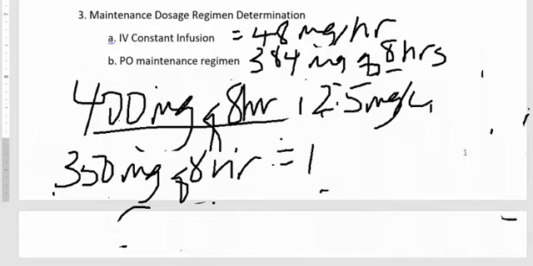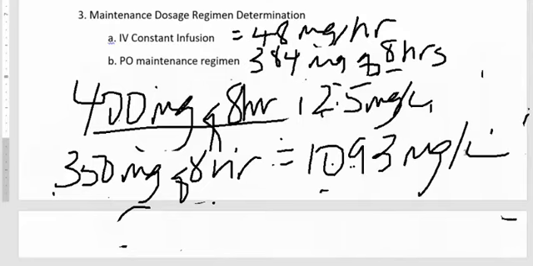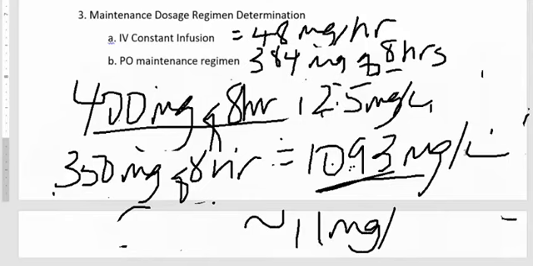The answer is 10.93 milligrams per liter. The problem with telling them 10.93 milligrams per liter is that they're going to think you really know that, and that that's what it should be. This is all guessing, isn't it? So it makes no sense to say something that precise. I would say about 11 milligrams per liter is what I would tell the team.